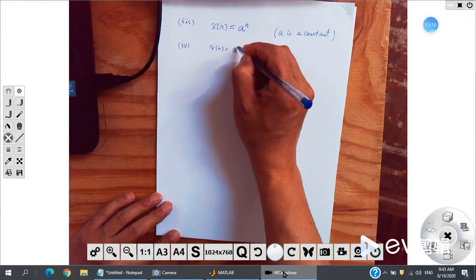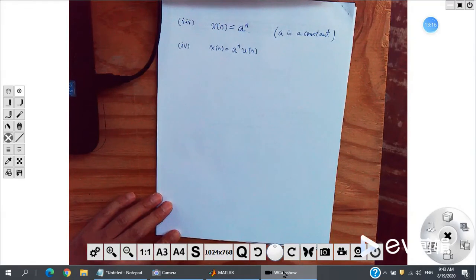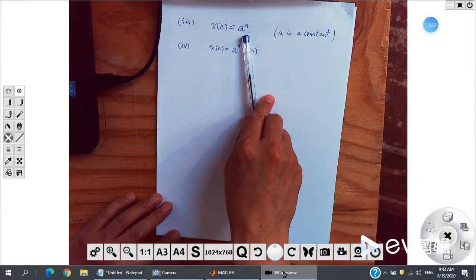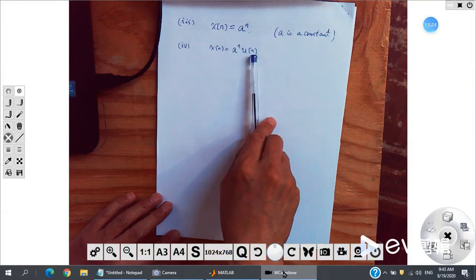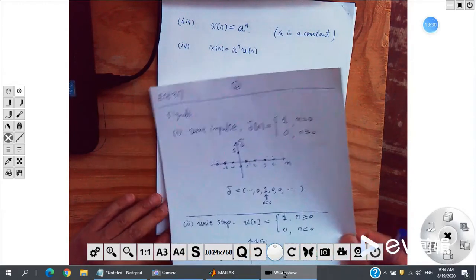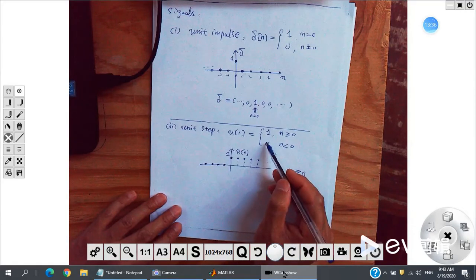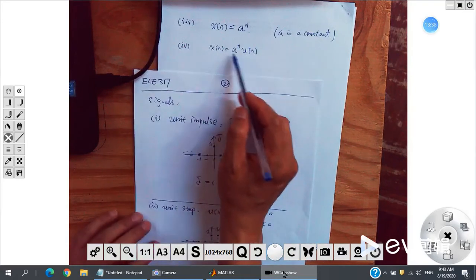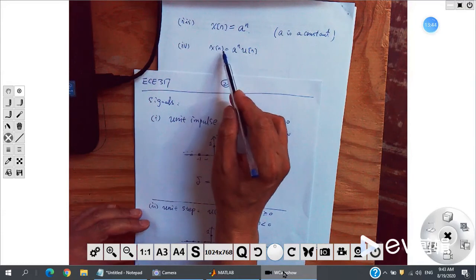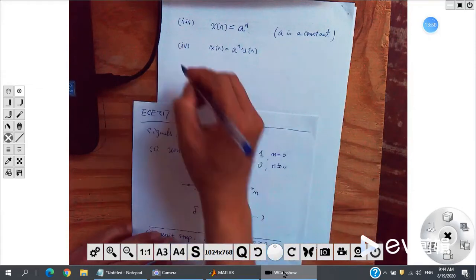And the fourth one is still A to the n, but times the unit step. We only need the positive side of the power, because when n is negative, U of n is 0. So U of n times this one, when n is negative, is 0, and 0 times anything is still 0. So this x of n on the negative side is 0. The positive side is the same as the previous one.